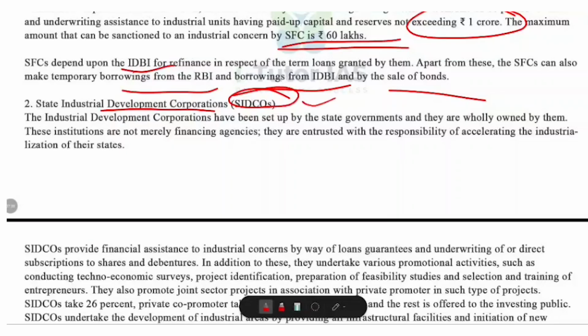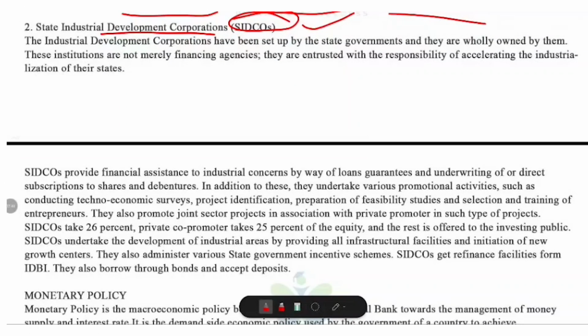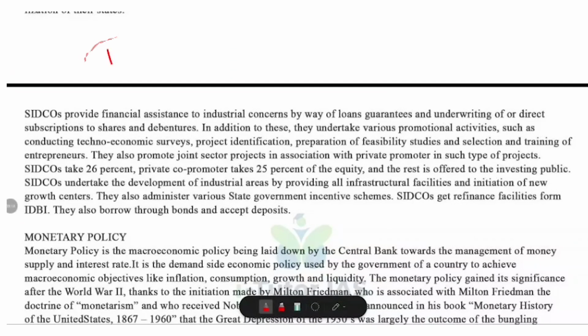So, what are SIDCOs? They are set up by the state government and are wholly owned by them. This means the entire ownership and control of SIDCOs lie with the respective state governments. Now, unlike SFCs, SIDCOs are not just financing agencies. They play a broader developmental role. That is, their main aim is to accelerate industrialization within the state. So, what are the functions of SIDCOs? Let's look at it one by one.